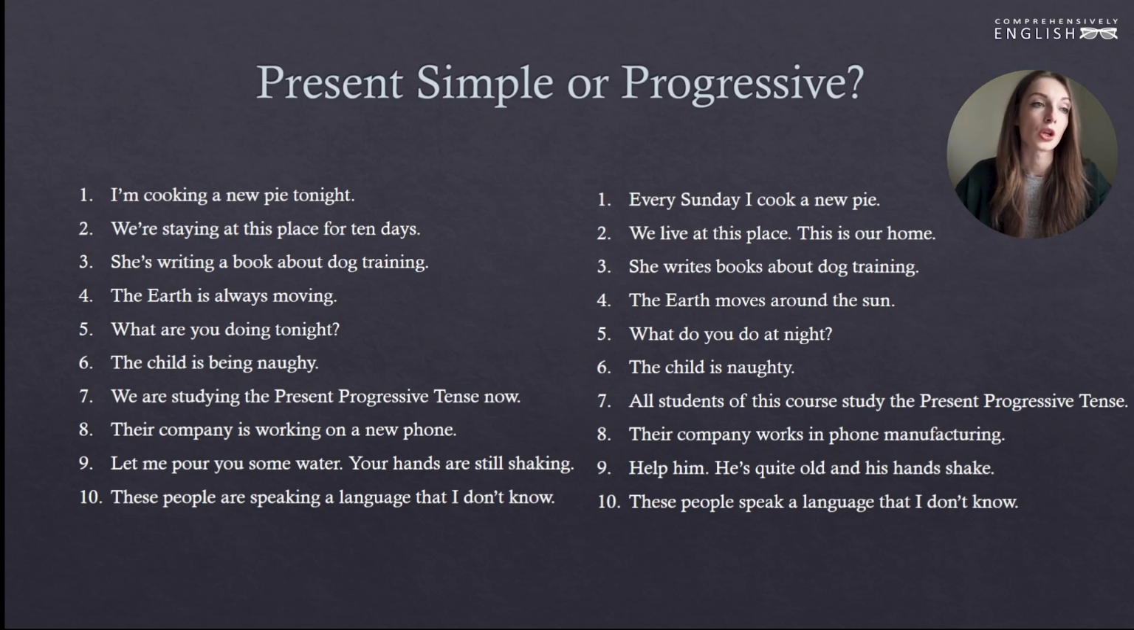The child is being naughty at this particular moment. The child is naughty. You describe a child this way. This child is naughty. That's a fact. We are studying the present progressive tense now. That's what we are doing at this particular moment in this lesson. And all students of this course study the progressive tense. That's what all students do every year. Their company is working on a new phone currently. Their company works in phone manufacturing in general.